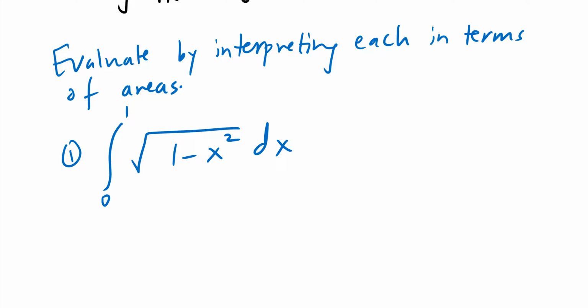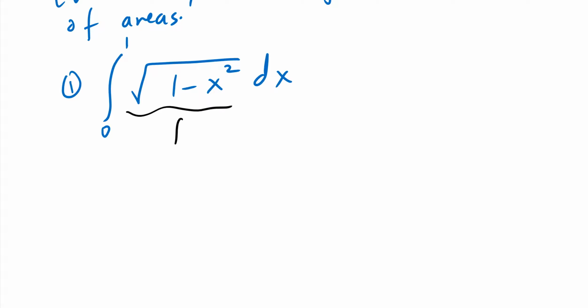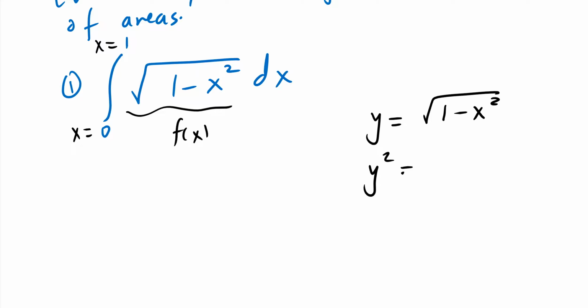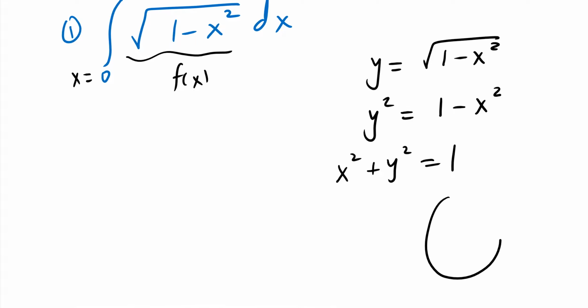So this is actually asking us to find the area under the curve, f of x, from x equals 0 to x equals 1. So how do we do that? We have the function y or f of x is this. If we square both sides, we get y squared equals 1 minus x squared. Adding x squared to both sides, what does that give me? It gives me a circle with center 0, 0, radius 1. So radius 1, at the origin.